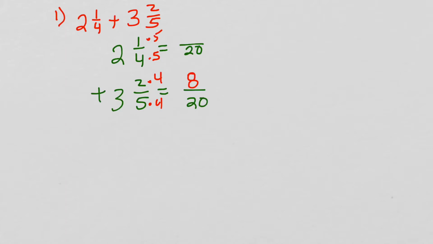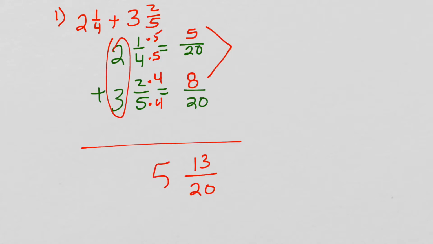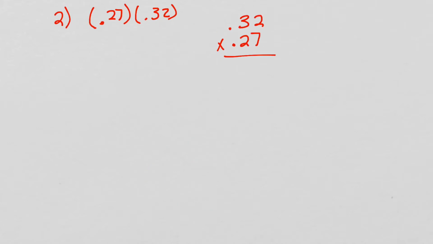Brother-sister rule says whatever I do to the denominator, I do to the numerator, so that's going to give me 5. Now my denominator stays the same. I'm going to add my two numerators, which is going to give me 13. And then I'm going to add my two whole numbers, which is going to give me 5. So I have 5 and 13/20.